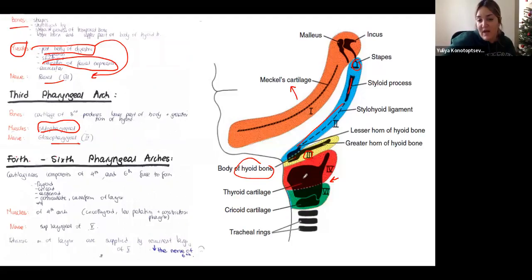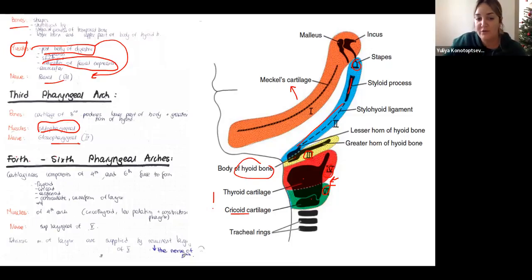Just remember that thyroid cartilage, the majority of it will come from fourth. Cricoid, the majority of it will come from sixth. Sometimes they ask this, right? So which one will come from where? But think anatomy, right? Thyroid is more up, cricoid is more lower. So of course, fourth, sixth, they will go down like that.